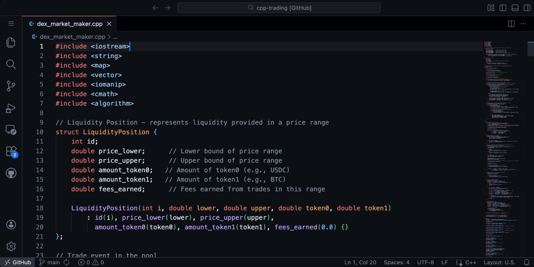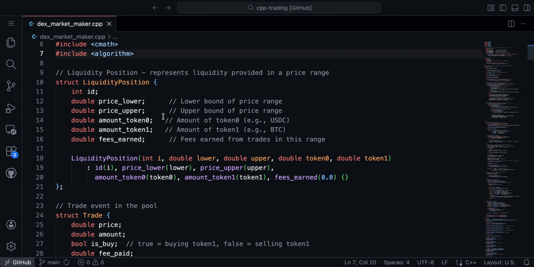To start with, let's look at the necessary headers. We include iostream for input and output streams, string for string operations, map for ordered data structures, vector for storing collections of liquidity positions and trades, iomanip for formatting output with fixed decimal notation, cmath for mathematical operations, and algorithm for standard algorithms like remove_if.